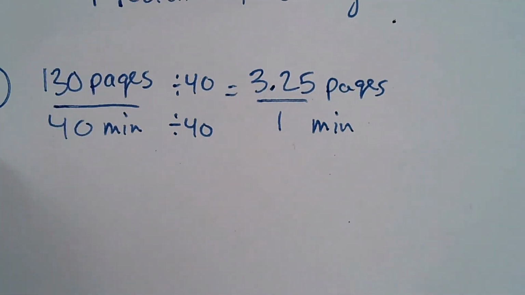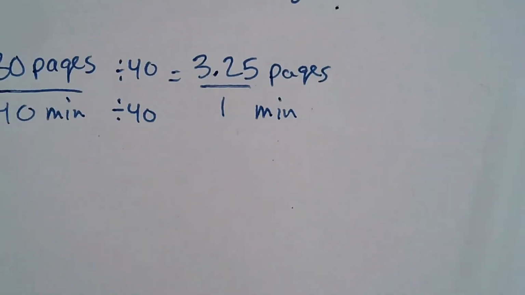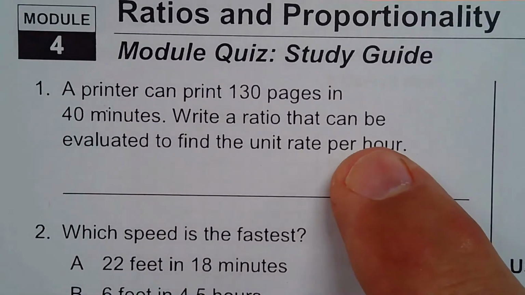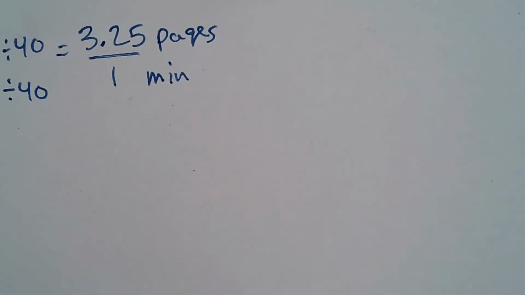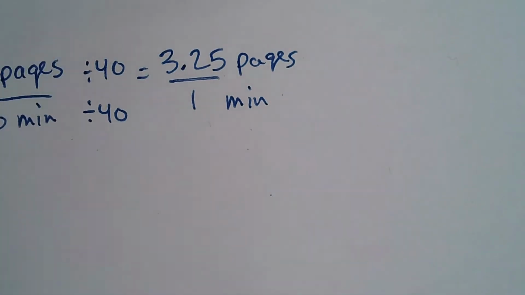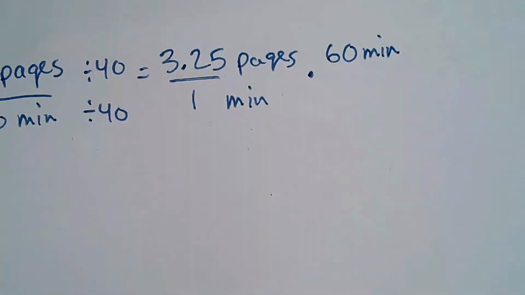And you might think that you're done at that point, but you're not, because it says here, you have to do it per hour, not per minute. So if that's for 1 minute, then we have to multiply it by 60 because there's 60 minutes in 1 hour. So I'll just take times 60 minutes per 1 hour.